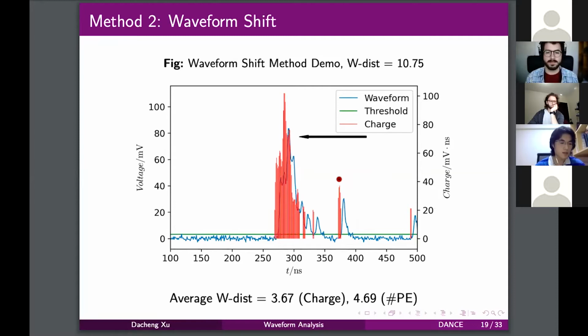And the next one is the waveform shift method. First, we locate the part of the waveform that exceeds the threshold. And then we shift the exceeding part leftward and treat the normalized exceeding part as charge or PE number. The average Wasserstein distance is approximately 3 to 4 for charge and PE number.